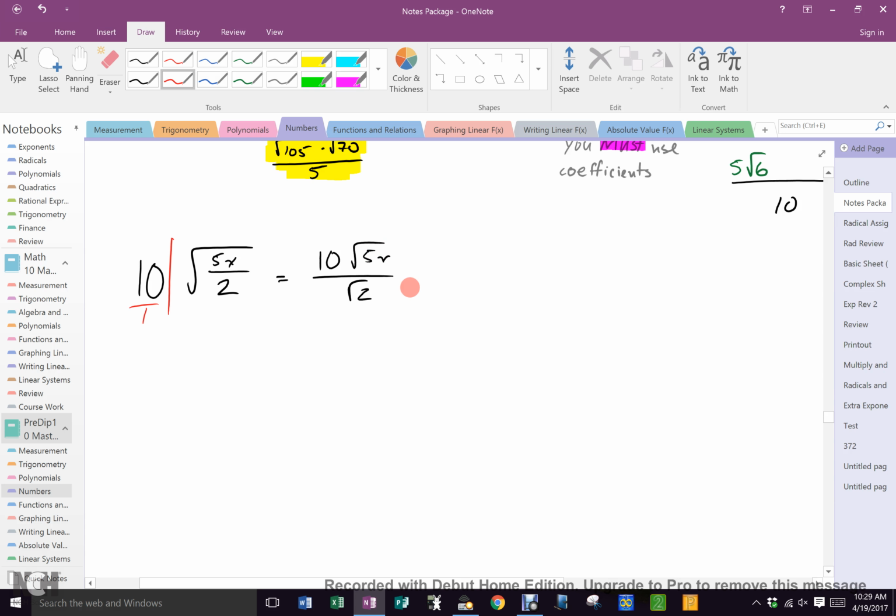What don't we like there? Radical in the denominator. Is it a single entity? So I don't need to worry about the conjugate, do I? I just need to multiply by what? Root 2. So, what's on top now? 10 times what's the coefficient with root 2? 1. What's 10 times 1? 10. And what's this?